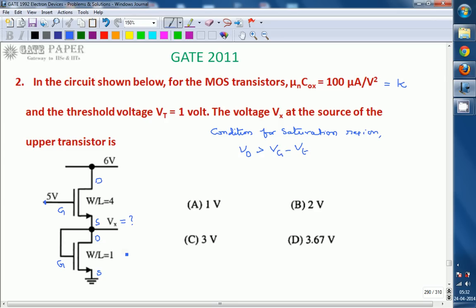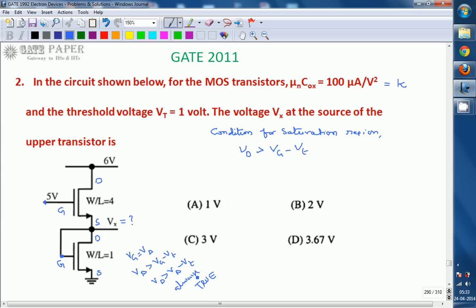Okay, the lower transistor has its gate and drain shorted, which implies Vg is equal to Vd. So Vd is always going to be greater than Vg minus Vt. Since Vg is equal to Vd, you can write Vd is greater than Vd minus Vt. So this is always true, because you are subtracting the threshold voltage from Vd and comparing that with Vd. So Vd will always be greater by the threshold voltage.